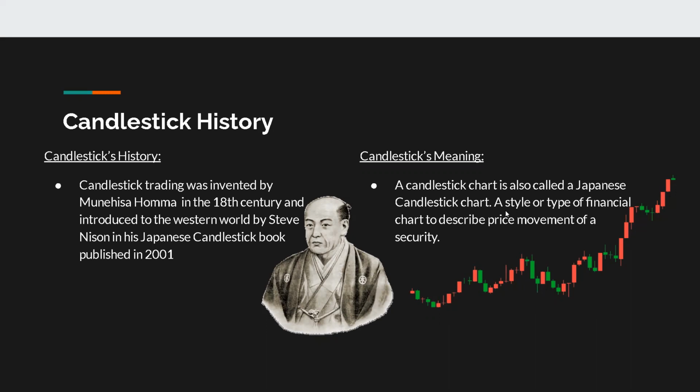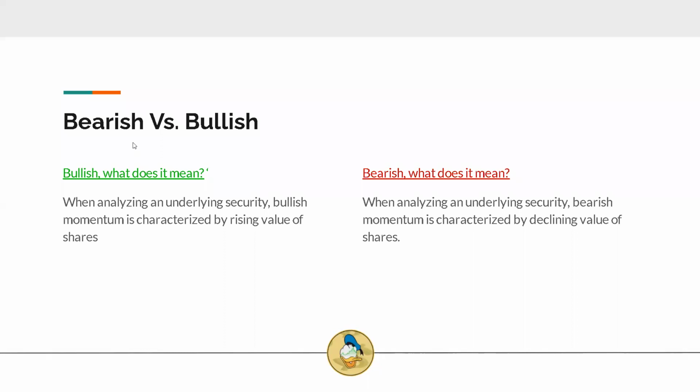But yeah, so let's go ahead and cover bearish versus bullish, right? Pretty basic stuff, like I said, we'll be getting into a little more advanced stuff as we progress. But right off the bat, what is bearish and what is bullish? Okay. Bullish is whenever you're analyzing an underlying security. Bullish essentially is characterized by the rising value of shares, stock price. The underlying security that you're looking at, a bullish movement means that the price is essentially rising in value, right?